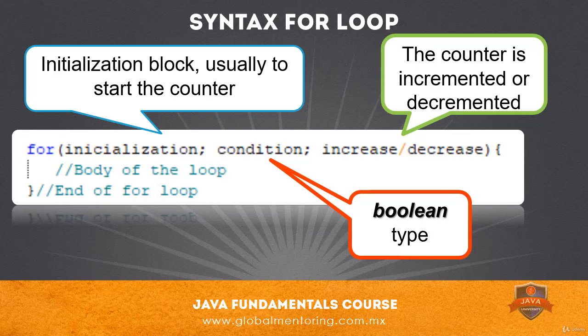Here it is important to know the order in which the steps are executed. First, the control variable, also known as counters, are initialized. It is checked if the condition is true. If so, the loop block is executed. If the condition is false, the loop ends. If the condition was true, the control variable increases or decreases.